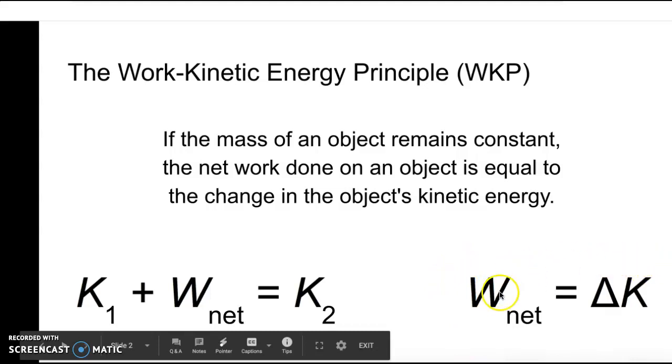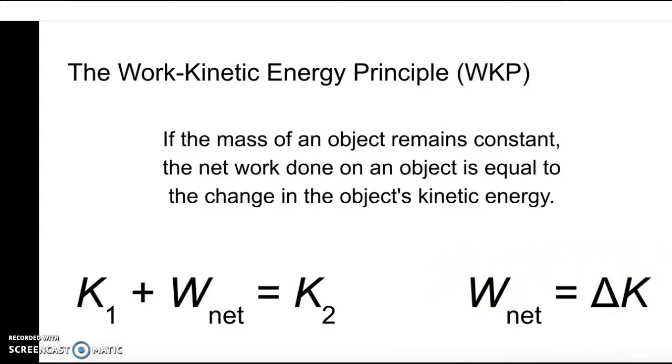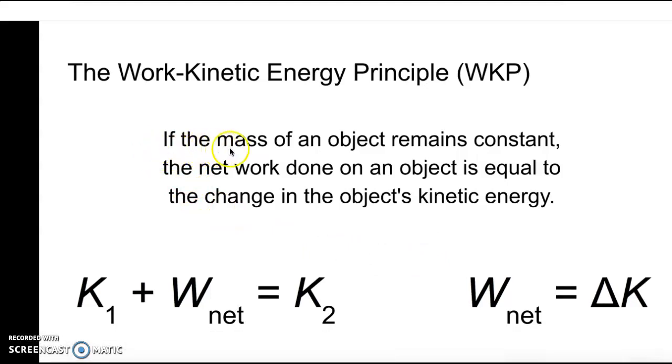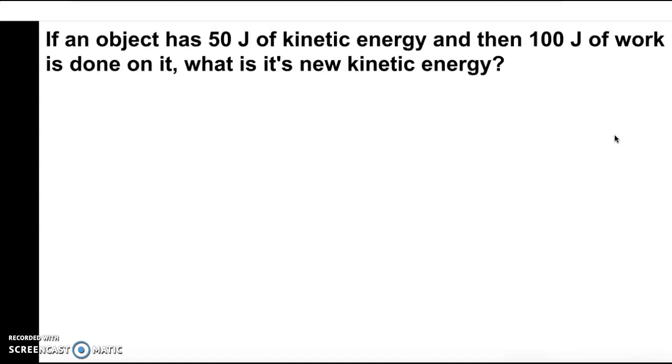It says that the net work that's done on an object is equal to the change in the object's kinetic energy. The net work done on an object is equal to the change in the object's kinetic energy. And that's only true if the mass of the object remains constant. So a couple of more straightforward questions.